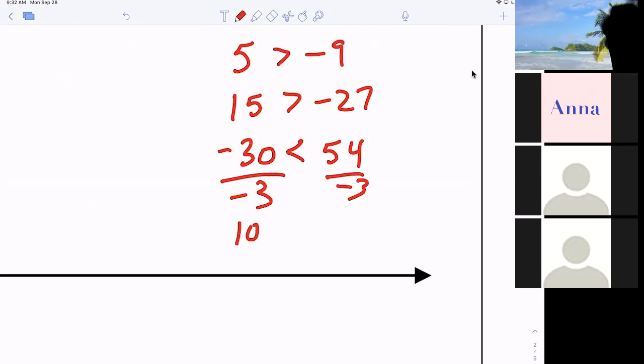I'm trying to explain to you why when I multiply or divide by a negative, I change the signs. That's all. I'm now going to show you dividing by negative 3. Negative 30 divided by negative 3 is what? 10. Now, negative 54 divided by negative 3 is negative 18. Is 10 less than negative 18? No, it's not. So what do I have to do with the inequality sign? Change it to a what? Greater than.